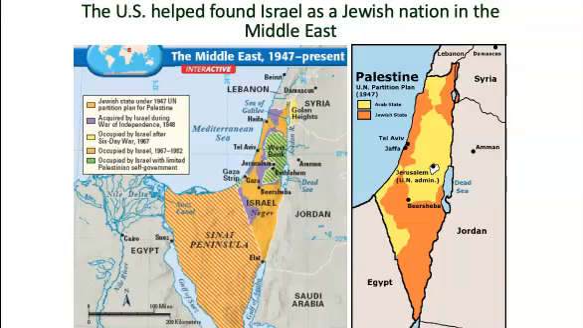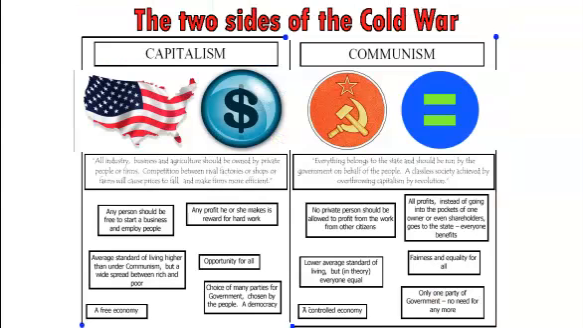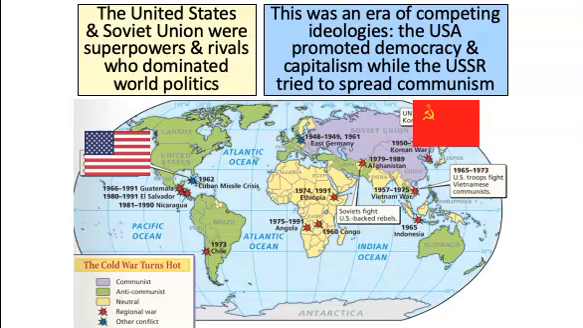But for the most part, the Cold War is all about two sides. The United States, which represents capitalism, and the Soviet Union, which represented communism. Now, the United States and the Soviet Union were superpowers and rivals who dominated world politics between 1945 and 1980. This was an era of competing ideologies. The United States promoted democracy and capitalism, while the USSR tried to spread communism.